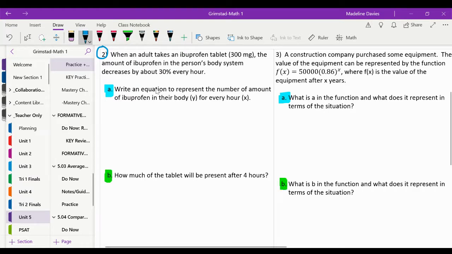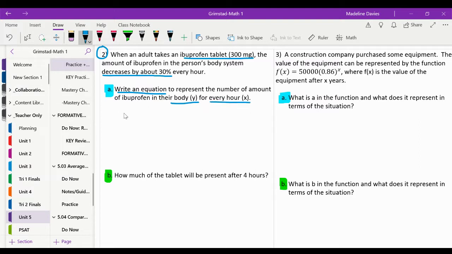So for this first A, let's look at our problem. When an adult takes an ibuprofen tablet, the amount of ibuprofen in the person's body system decreases by about 30% every hour. And I think we might need to know this milligrams also. So the question is, write an equation to represent the amount of ibuprofen in their body for every hour.